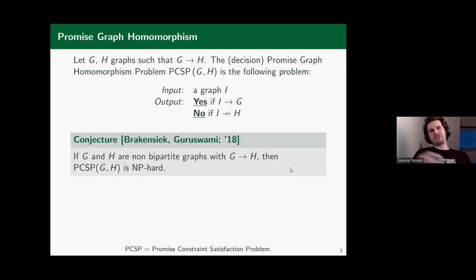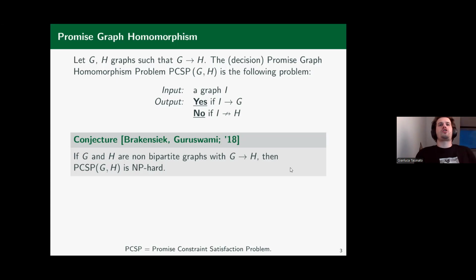A very well-known conjecture is that actually this does not help. So if G and H are non-bipartite graphs with G mapping to H, then the promise constraint satisfaction problem is NP-hard. PCSP stands for promise constraint satisfaction problem. That is the more general framework, with a more general class of problems where this graph homomorphism problem falls into. We're borrowing the terminology from there, and we're using methods that come from that more general theory.